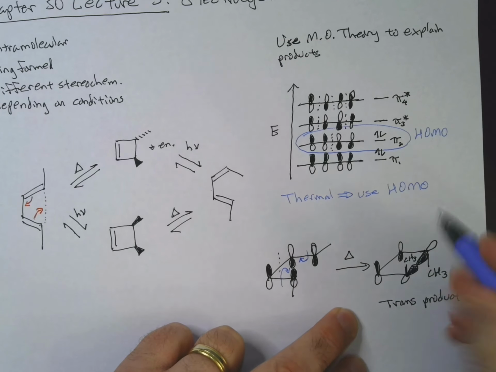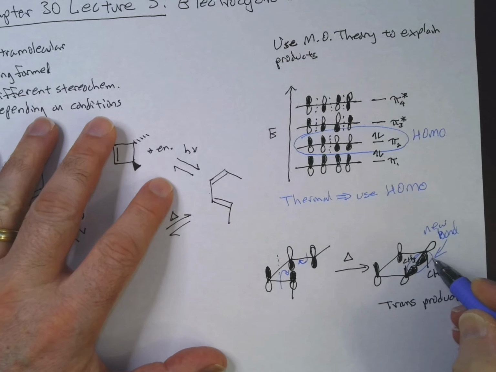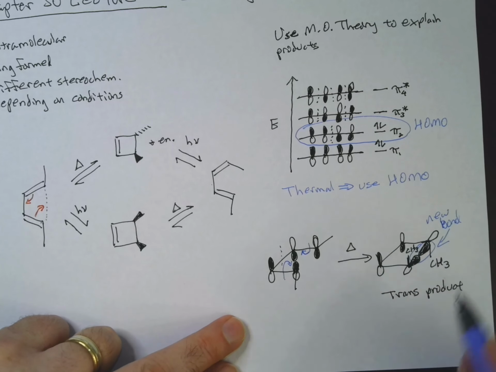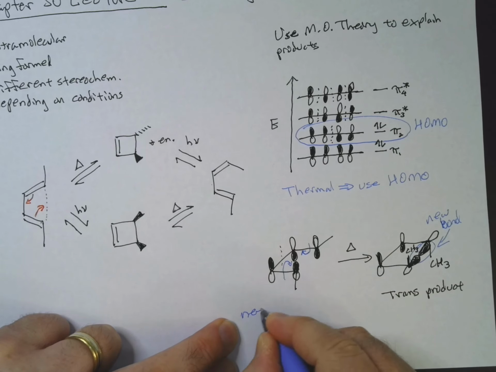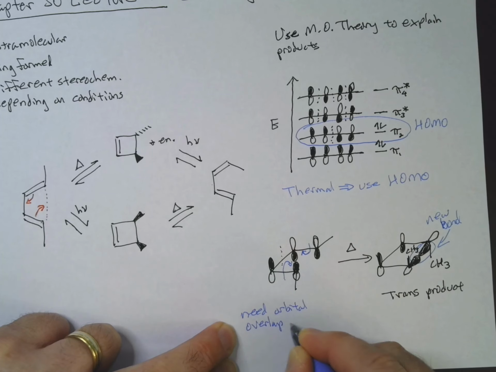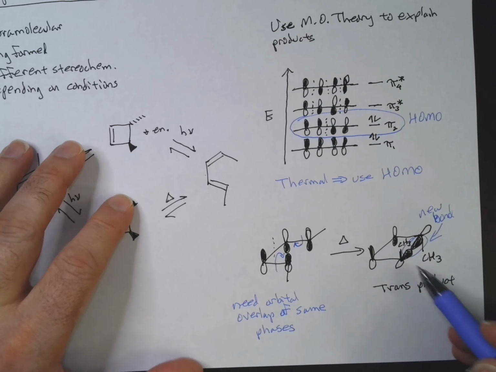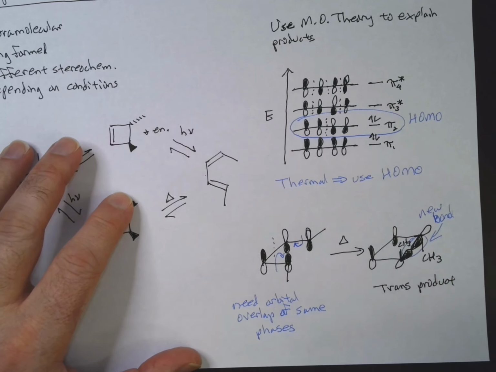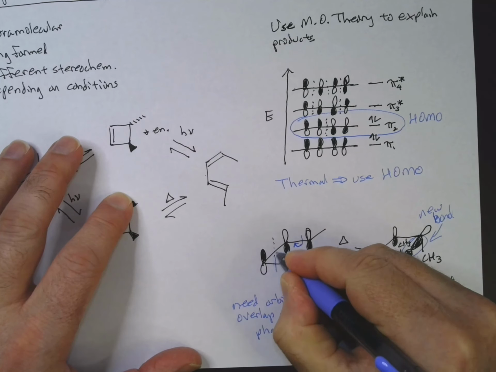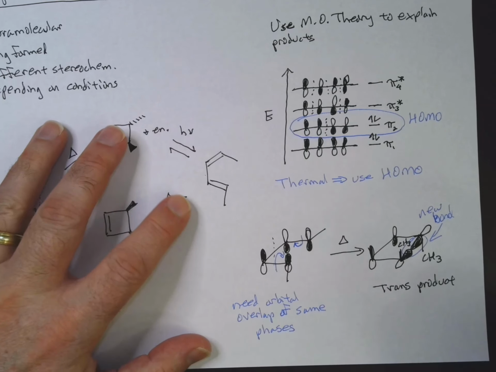Notice that I've got my new bond, and it is from orbital overlap of the same phases. So we need orbital overlap of same phases. That's going to explain why we get what we do. And since we're rotating clockwise here and also clockwise there, we call this one conrotatory.